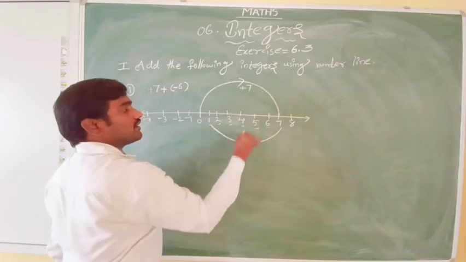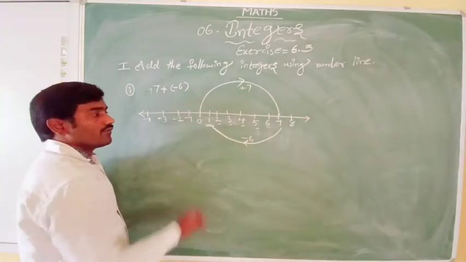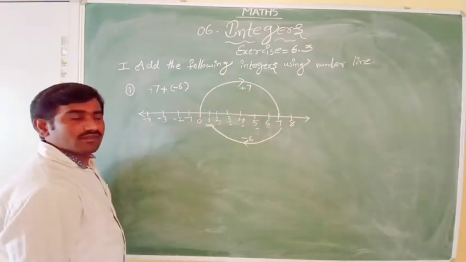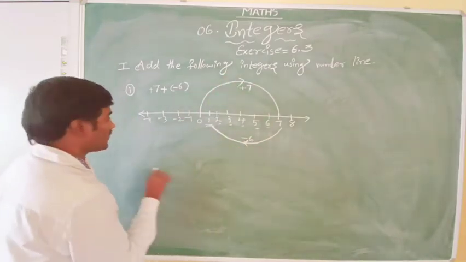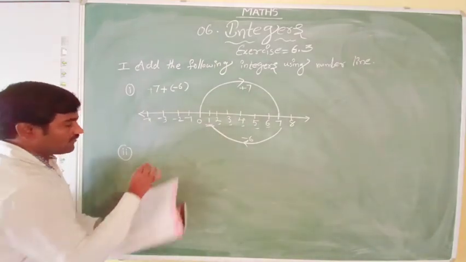So 7 plus minus 6 equals 1. When you reach here, the answer is 1. You have to show the arrow marks how I have drawn here. In the same way, let me go for the second one so that you can understand a little more and clarify your doubts.